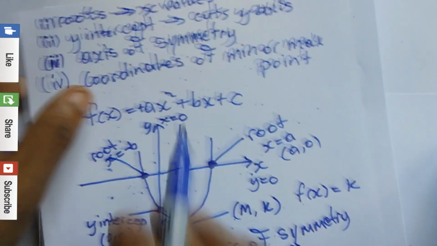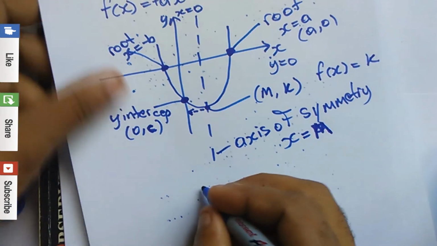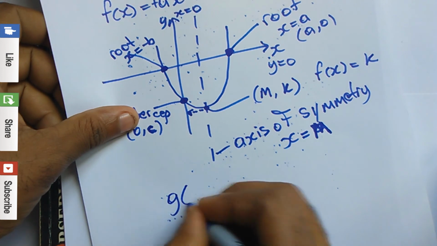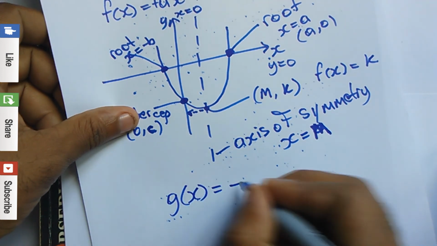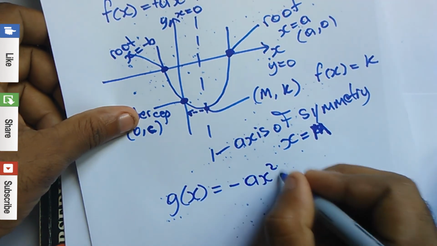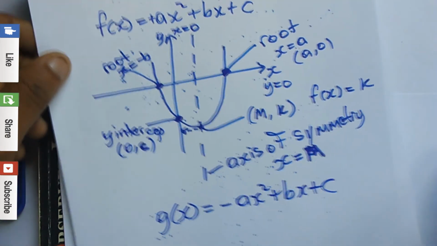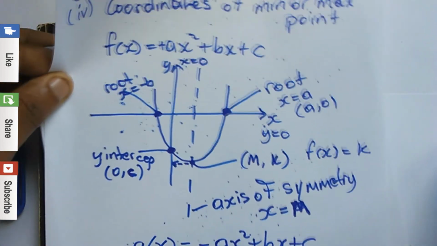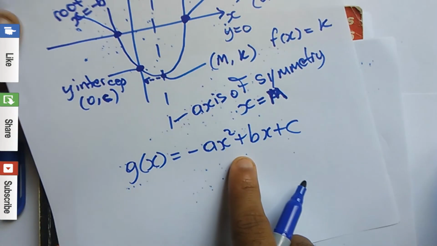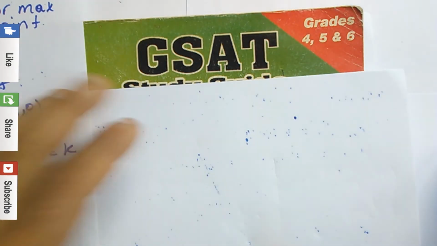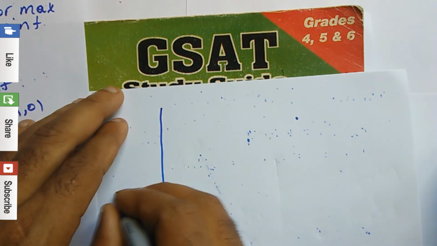Now the negative quadratic would be in the form, let's say, g of x equal to minus ax squared plus bx plus c. I'm just drawing some representations of each graph before I look at the question. Sketching this graph, it would look something like this.